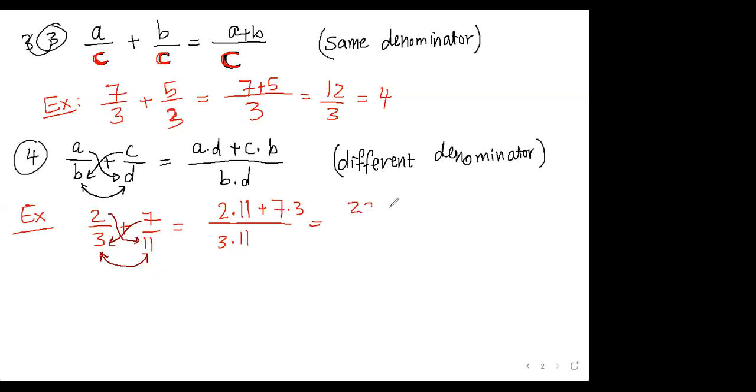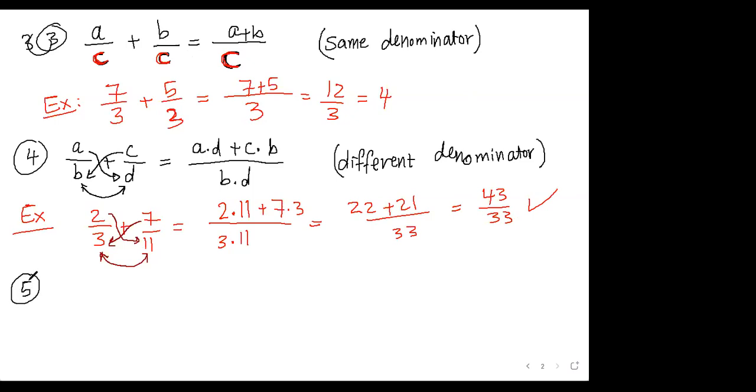So the answer is 22 plus 7 times 3, which is 21, over 33. We do the summation: 43 over 33. Well, this is true. Okay, yes, this is true. Any questions so far? No questions. Okay. Let's go to the 5th property.